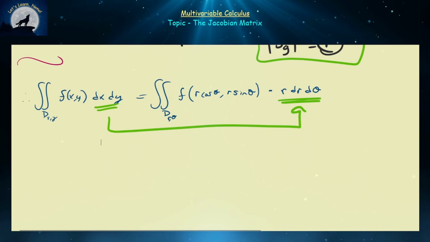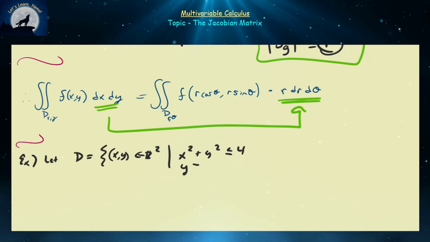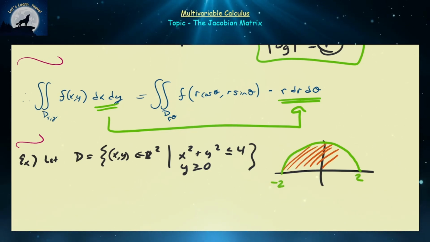Let's do a quick example of how to work with this. Let's assume that D is the set of all points x and y in R2 such that x squared plus y squared is less than or equal to 4 and y is greater than or equal to 0. What does this domain look like in the R2 world? x squared plus y squared equal to 4 is a circle of radius 2, and y greater than or equal to 0 just means we're working with the top half only. So this right here is going to be our domain D.